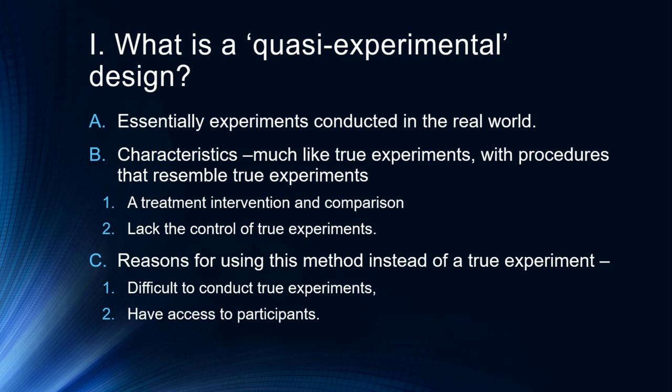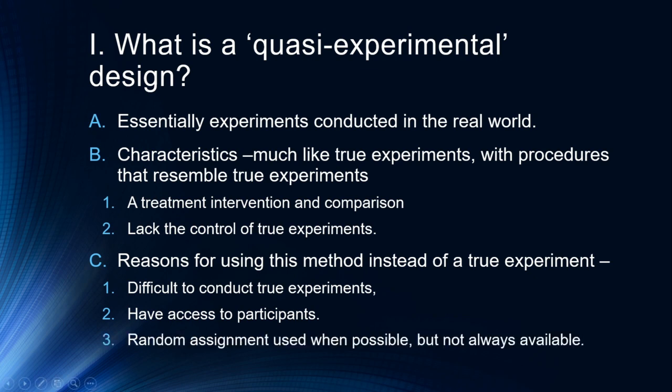So a lot of times getting access to participants is a little bit easier in these kinds of quasi-experimental designs than it might be in a genuine experiment. We try to use random assignment when possible, but it's not always available. So I know in some instances in schools they've been able to go in and randomly assign kids to classes to who's going to get which intervention. So it really makes them much more like an experiment. So we use that when possible, but it's not always available.